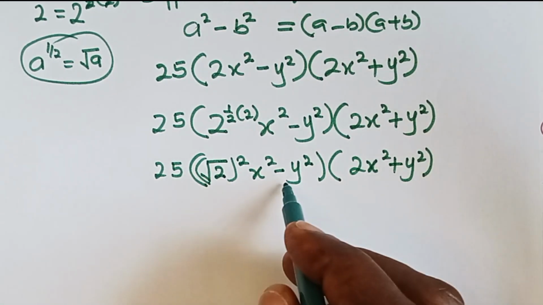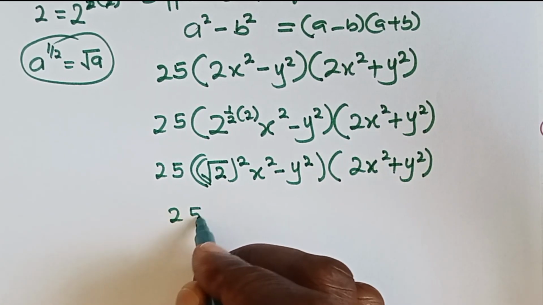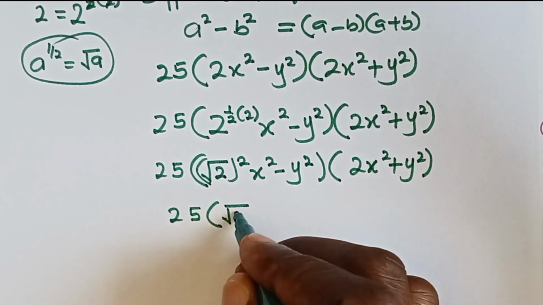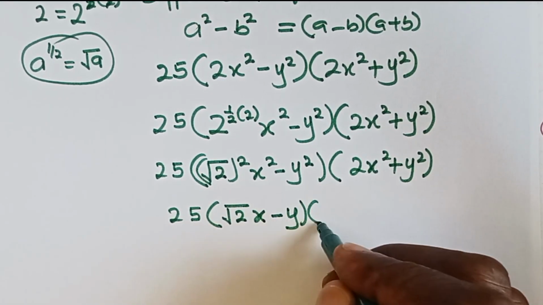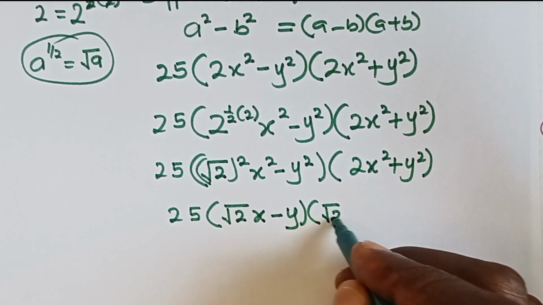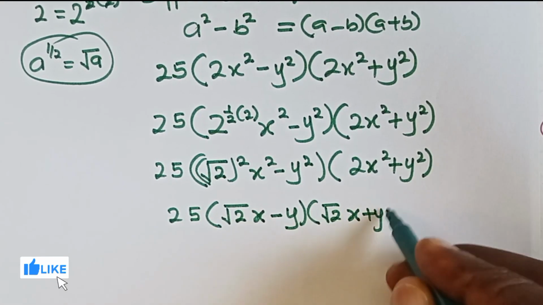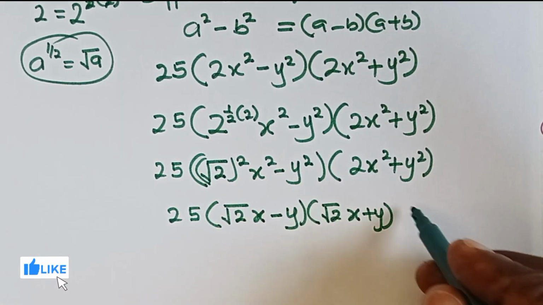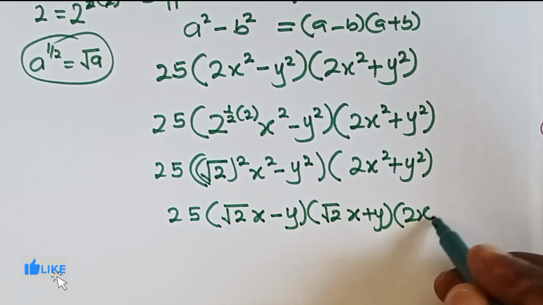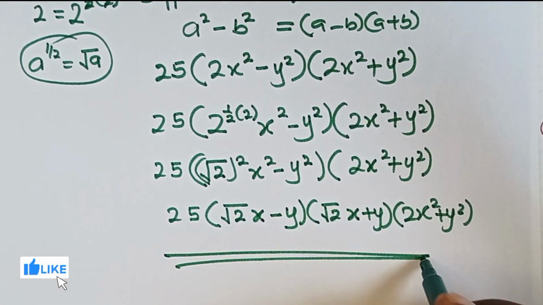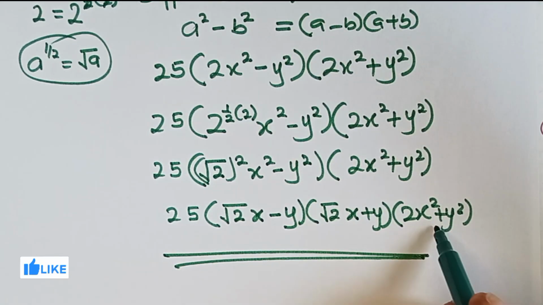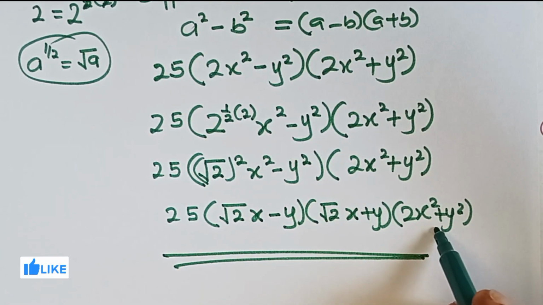So we do difference of squares. That becomes root 2 x minus y, then root 2 x plus y. This is the same thing as this. Then multiply by 2x squared plus y squared. So this is the final answer. We can't further simplify this because this is a sum of squares.